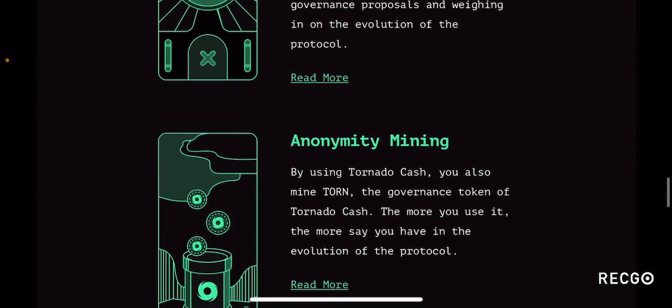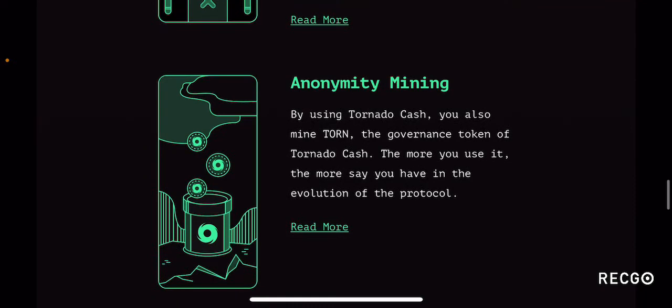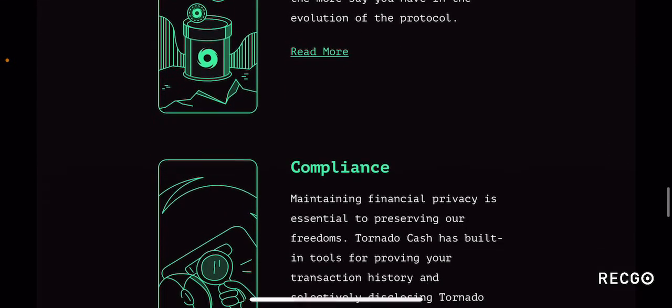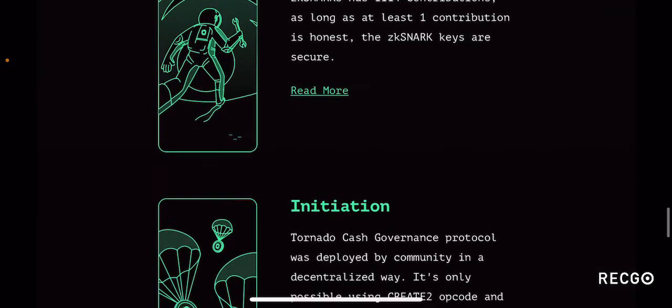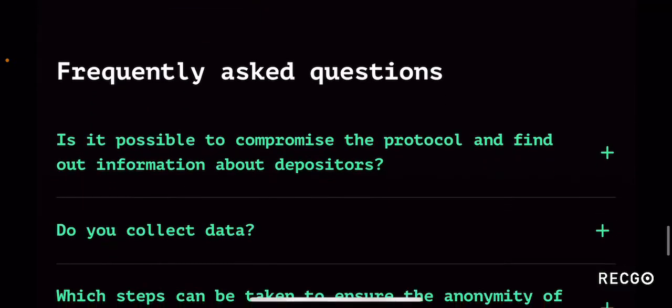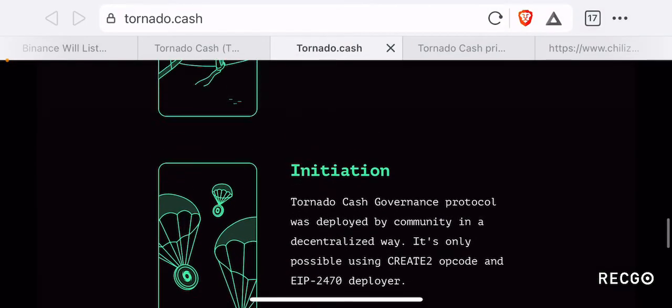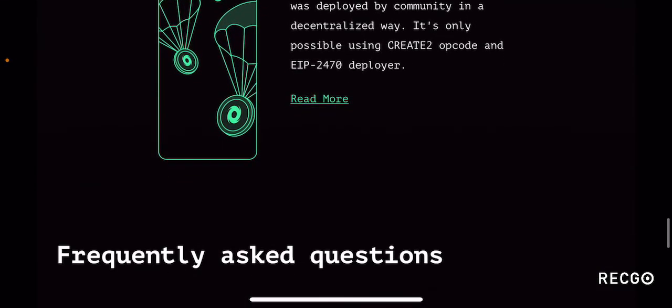And if you see, this is one of their famous unique value propositions, which is anonymity mining, which is something that will attract a lot of people. They also have compliance, trusted setup ceremony, initiation, and that's pretty much it, right? So again, you can read through all of this information in detail on the website.